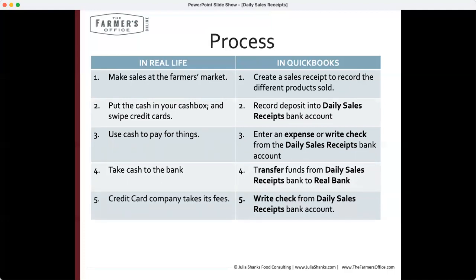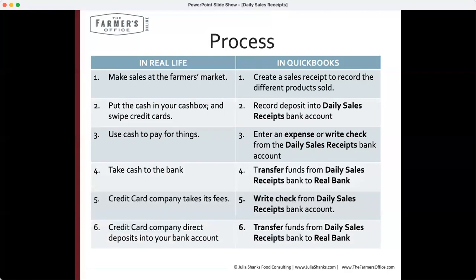Now, I don't want to complicate things too much, but you could add that to the sales receipt as an item. So you could have credit card fees to subtract out using an item on the sales receipt, the cost of the credit card processing fees. Or when you look at your statement from Square, Stripe, PayPal, Venmo, or whatever, you can just write a check or enter an expense from that bank account called daily sales receipts.